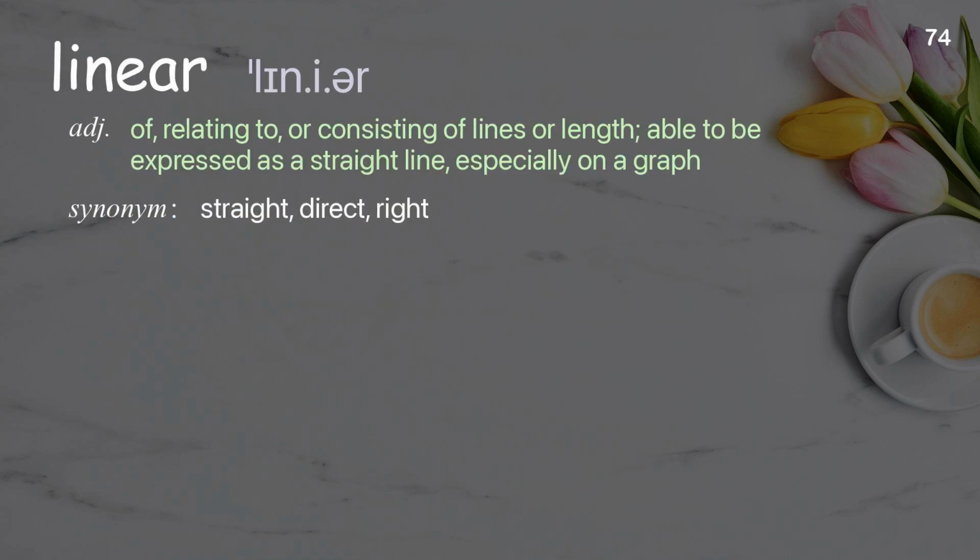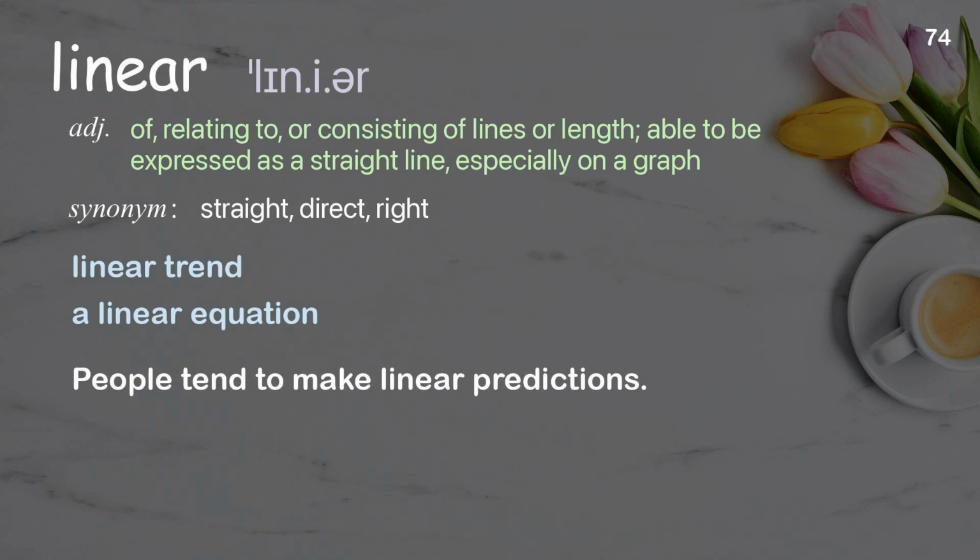Linear. Of, relating to, or consisting of lines or length, able to be expressed as a straight line, especially on a graph. Examples: Linear trend. A linear equation. People tend to make linear predictions.